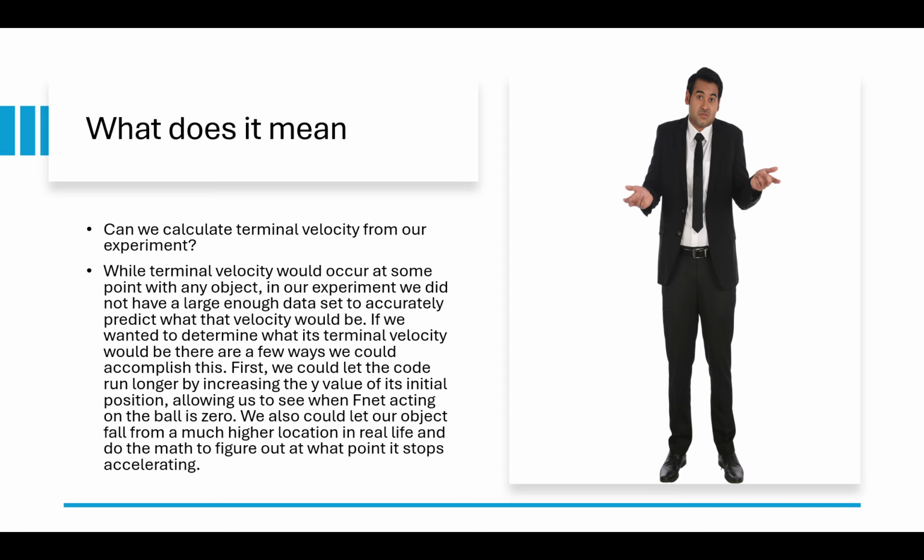Can we calculate terminal velocity from our experiment? While terminal velocity would occur at some point with any object, in our experiment, we did not have a large enough data set to accurately predict what that velocity would be. If we wanted to determine what its terminal velocity would be, there are a few ways we could accomplish this. First, we could let the code run longer by increasing the y value of the ball's initial position, allowing us to see when F net acting on the ball is zero. We could also let our object fall from a much higher location in real life and do the math to figure out at what point it stops accelerating.